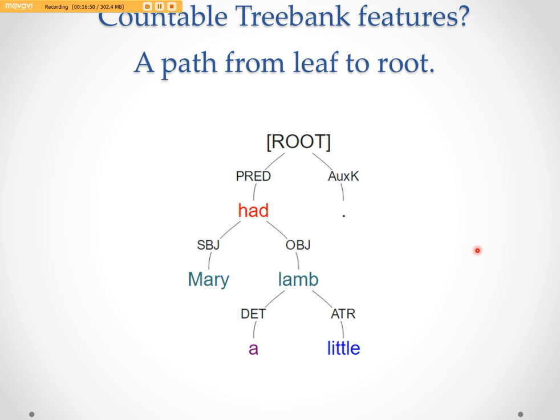So here's a toy example. Mary had a little lamb, and we see that it's been treed, and Mary is the subject, lamb is the object, had is the predicate, and the root. Determiner, an attribute, little, and so on. Now, we know that for each word in the sentence, there will be one and only one path going from the item to the root of the sentence. And this path, we postulate, will reflect in some meaningful way the sentence structure.